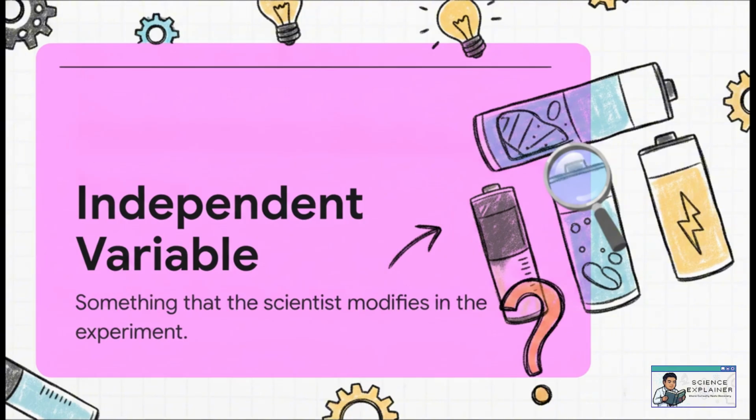Let's start with the independent variable. This is the one aspect of the experiment that you, the scientist, intentionally change or manipulate. In our battery example, it would be the brand of the battery you're testing. You should only ever have one independent variable at a time so you know for absolutely certain that the results you're seeing are caused by that one specific change.